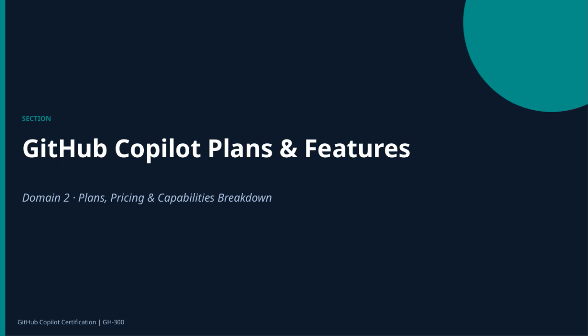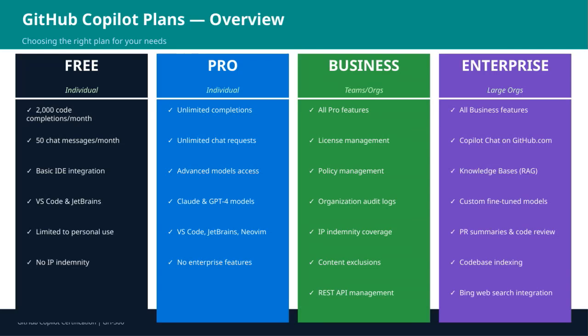Understanding these options will help you decide which plan best fits your needs and how to leverage Copilot's features most effectively. On this slide, we're looking at the different GitHub Copilot plans and what each offers, so you can choose the right one for your needs. Starting with the free plan, it's designed for individuals who want to get started with GitHub Copilot. It includes up to 2,000 code completions per month and 50 chat messages, with basic IDE integration for VS Code and JetBrains. It's great for personal use, but note it doesn't come with intellectual property indemnity.